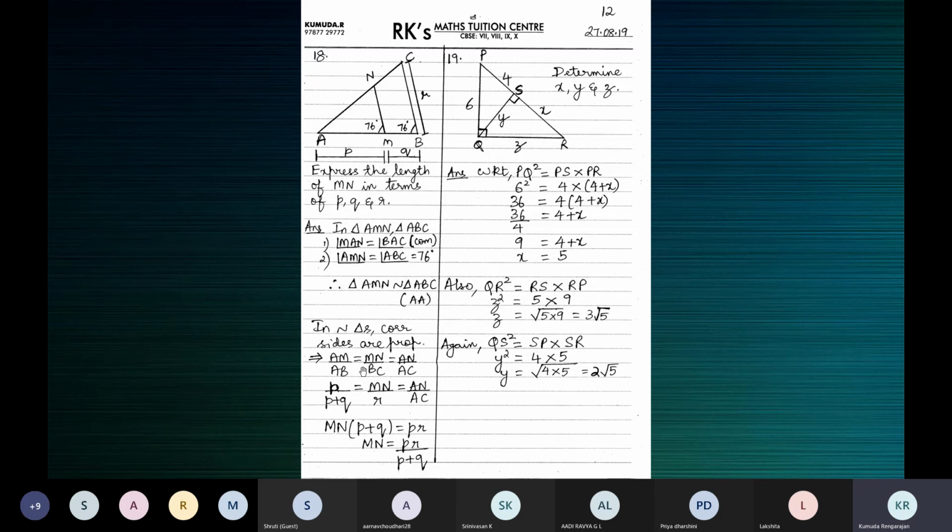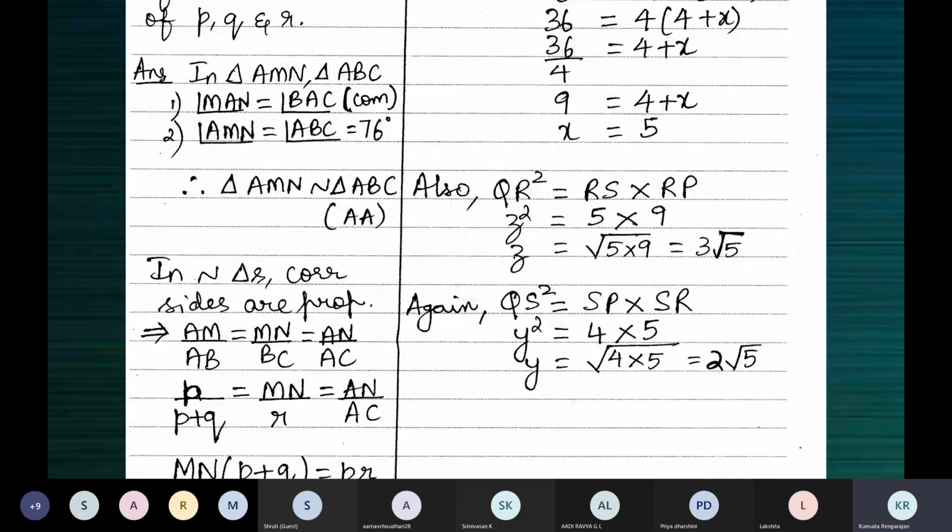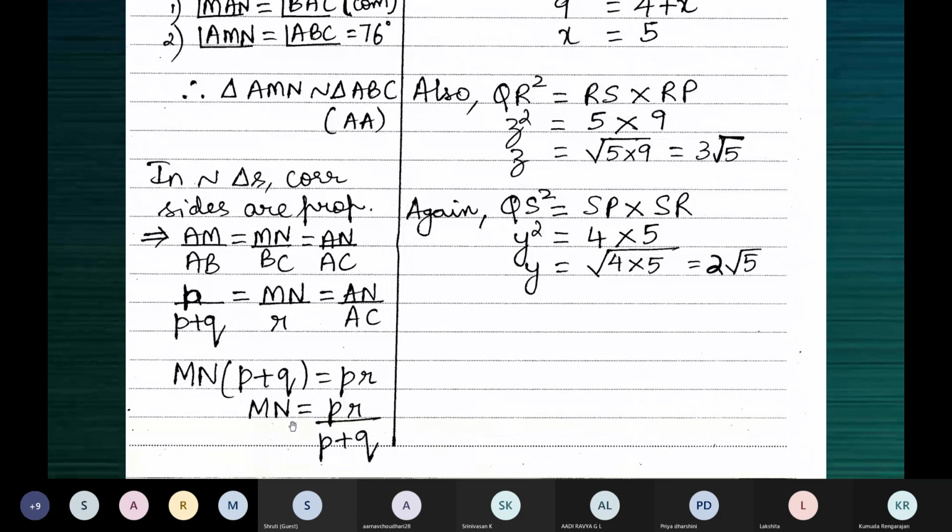So see here, I've written that. Corresponding sides are proportional. Write that. And then substitute. You have some letters, no? Given against the sides. Write all that. And see here, for AN by AC, we have nothing. Ignore this. You can go ahead only with two ratios.